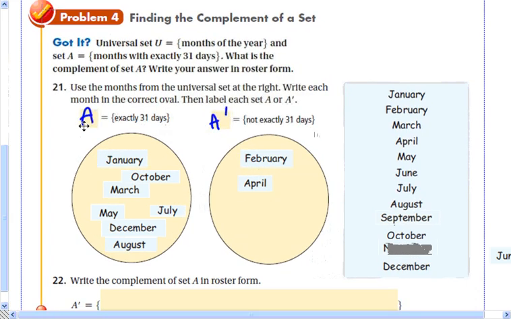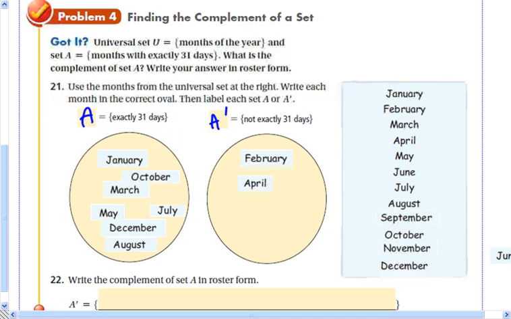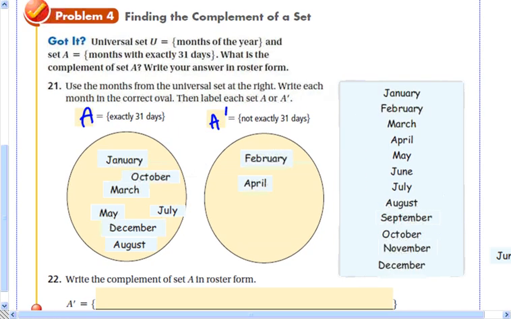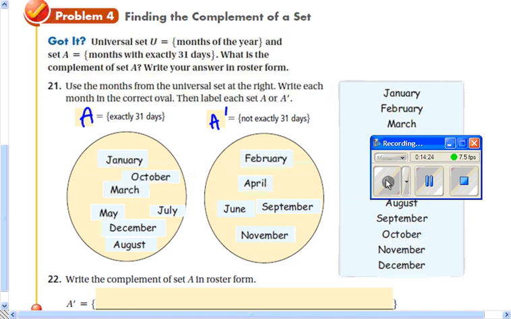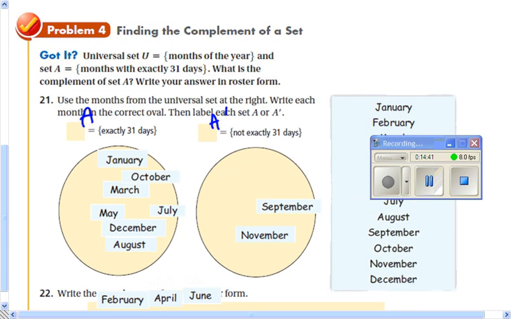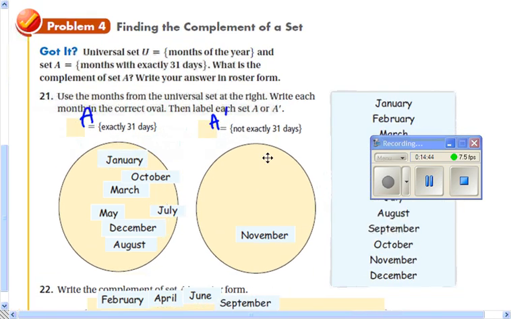September, and November. I have to stop the video here as I'm running out of time, but basically A prime includes February, or the complement of A, April, June, September, and November. I'll continue the video. There'll be a second part for this one.